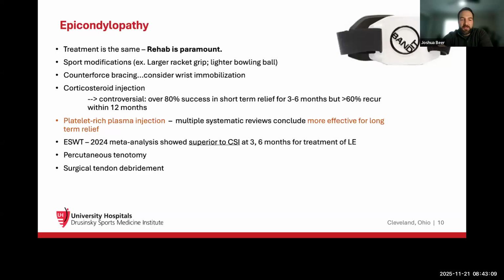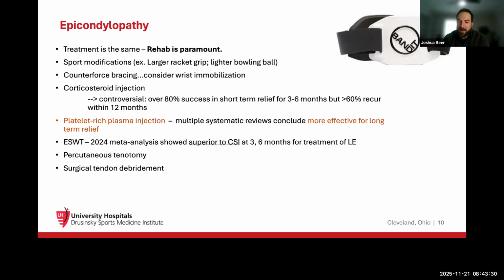Overall, it's going to deteriorate the tendon and put you at risk for a tendon rupture. And that's where things like PRP come into play. So if there's someone that's having more of a chronic tendinopathy, or this kind of continues to recur, this is something I recommend. Multiple systematic reviews show it's more effective in the long-term relief.